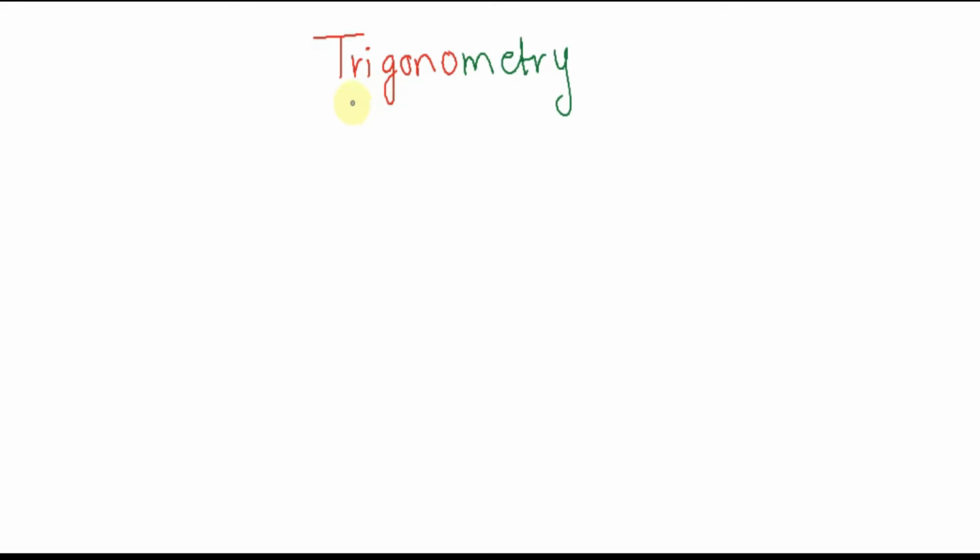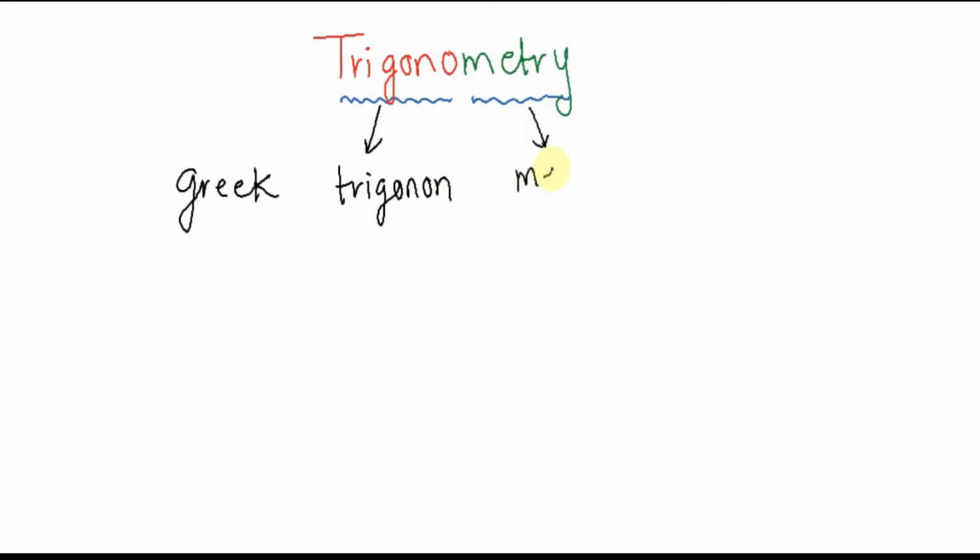Let us start with the word trigonometry itself. The word trigonometry is made up of two words, trigono and metry. Now trigono is derived from the Greek word trigonon, and metry is also derived from the Greek word metron. Trigonon means triangle and metron means measure. So trigonometry means triangle measure.